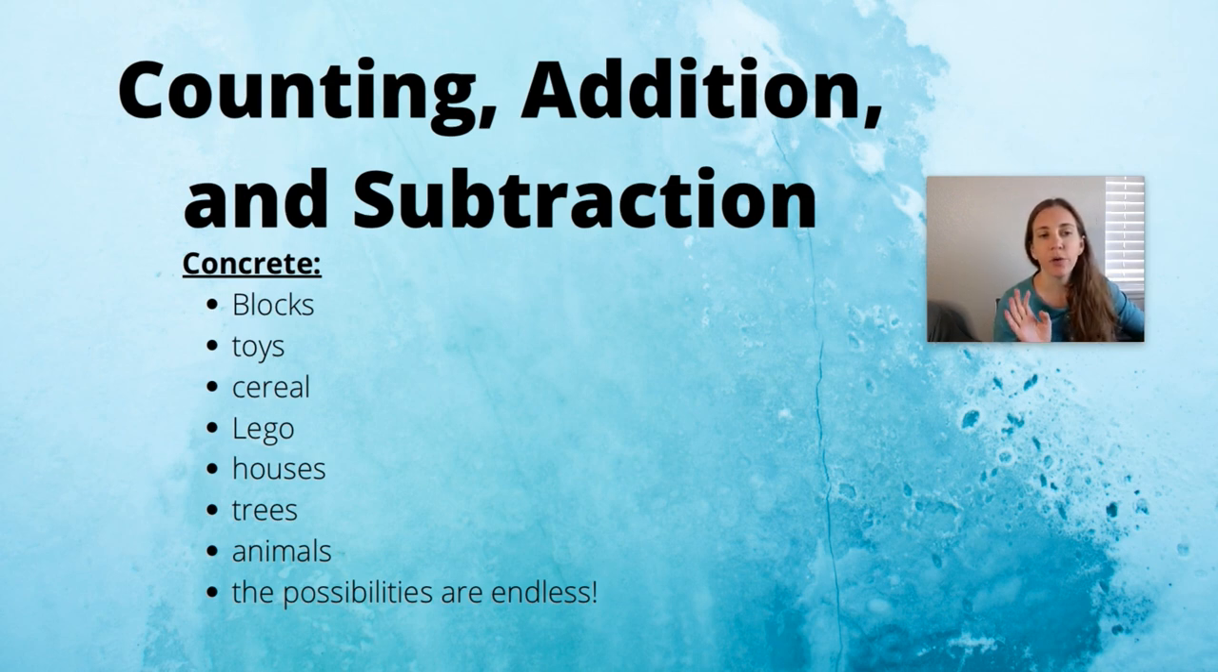Okay, so those are some examples of concrete things that are in their environment, and I'm sure you can come up with a million more. If you just look around the room you're in right now, I would challenge you to think of at least 5 things that they can use for counting, addition, subtraction. They're everywhere. Once you're looking for it, it's so easy. And it should be a part of your everyday.